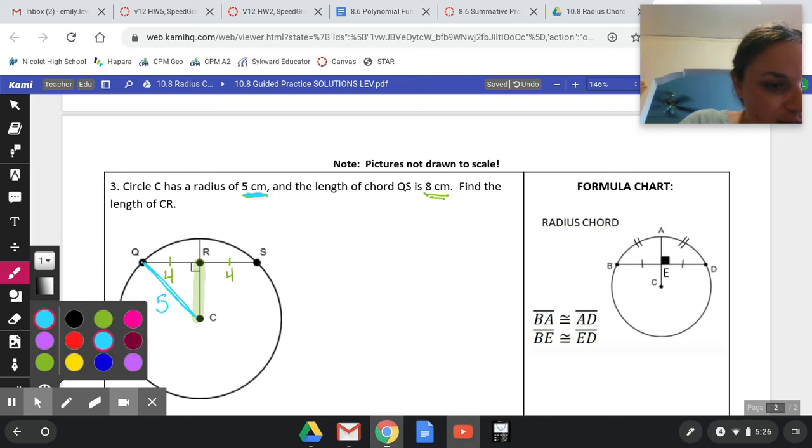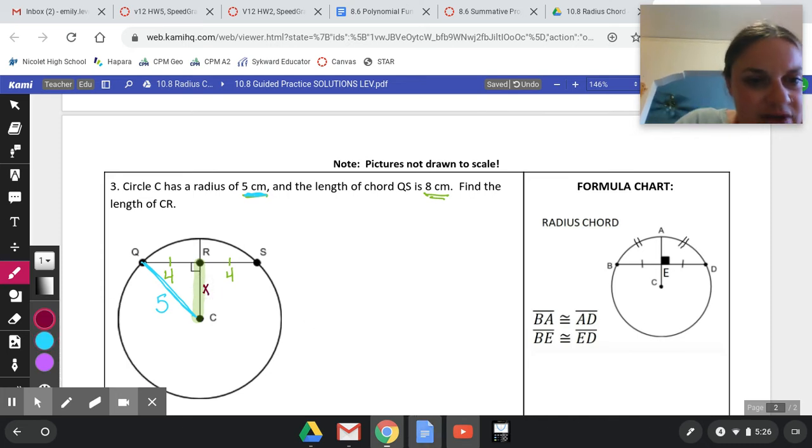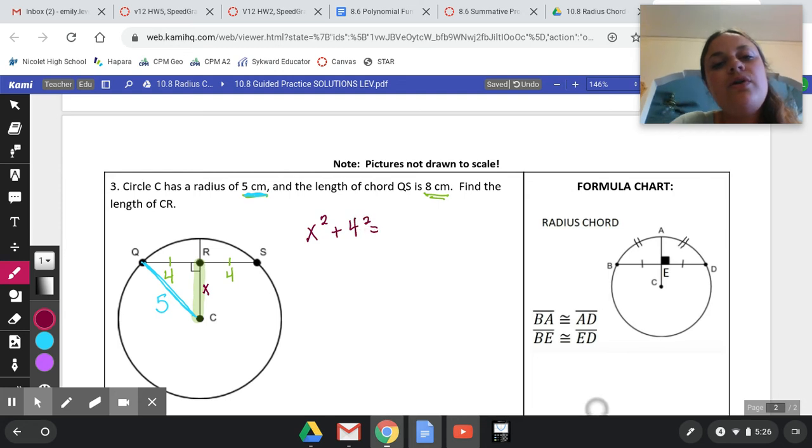So if I'm looking for the length of CR, I can label that as X. Okay, so I have a right triangle here. What I can do to find a missing piece of a right triangle is use the Pythagorean theorem. X squared plus 4 squared equals my hypotenuse, 5 squared. All right, solve this for X. X is equal to 3.